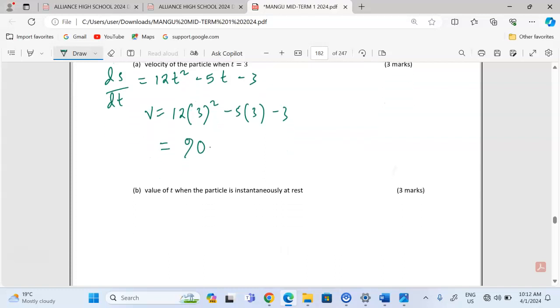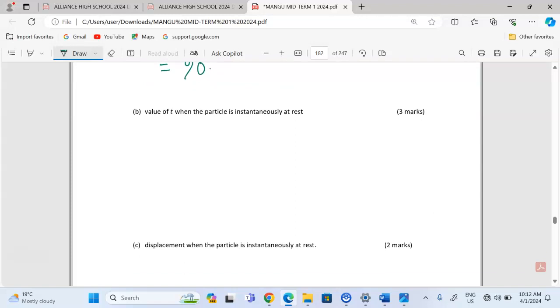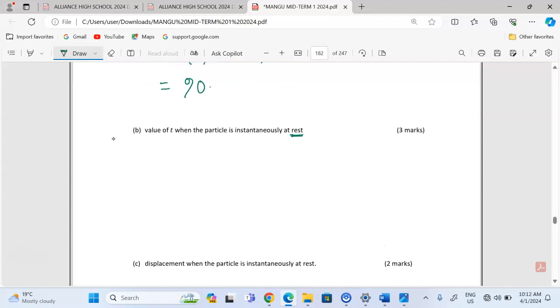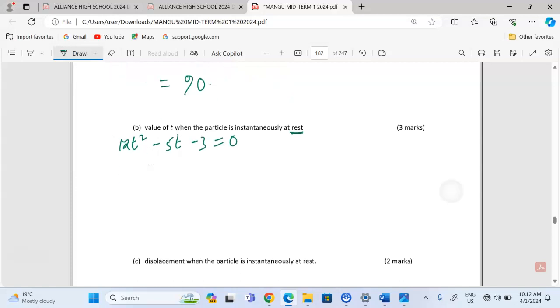Next, we determine the value of t when the particle is momentarily or instantaneously at rest. Instantaneously at rest means the value of t when the velocity of this particle is equal to 0. So we take the velocity function 12t squared minus 5t minus 3 equals 0, and now we solve for t.